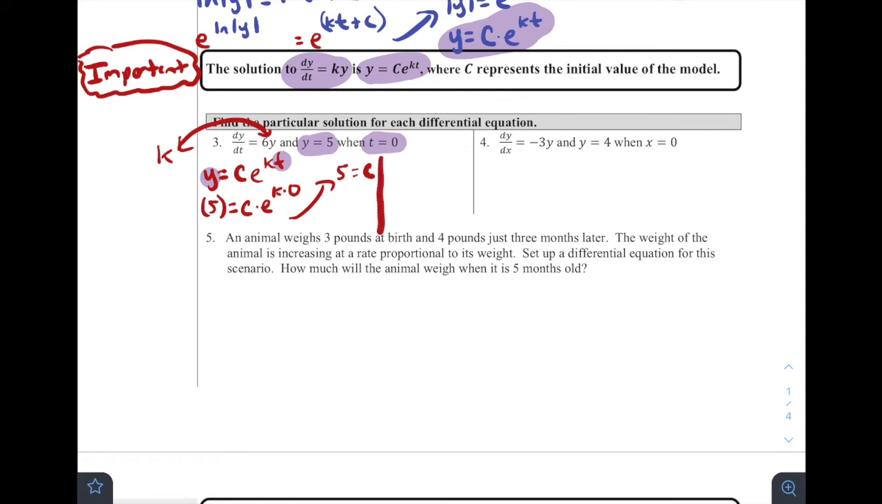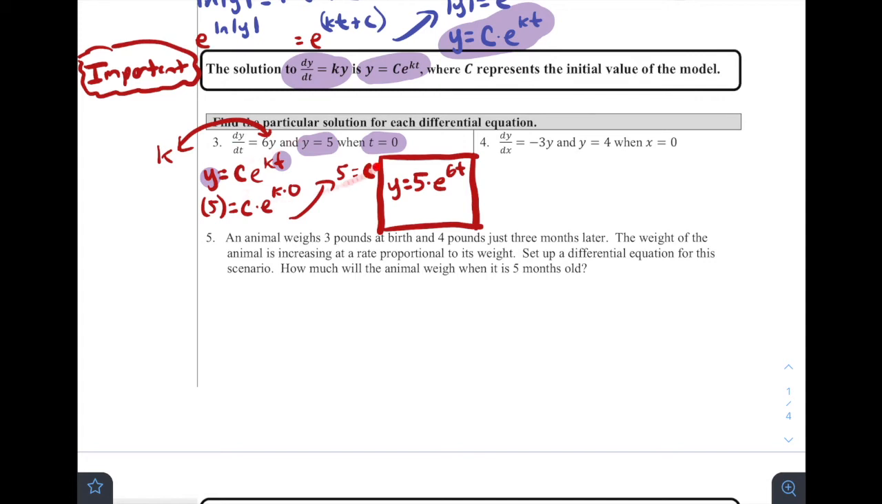So my final equation for this is going to end up being y is equal to our c, which is 5, times e to the 6t. Again, the c we found by plugging in for the initial condition, and then our k came from the coefficient of this differential equation here for problem number 3. Nice, that's a little bit of a shortcut.